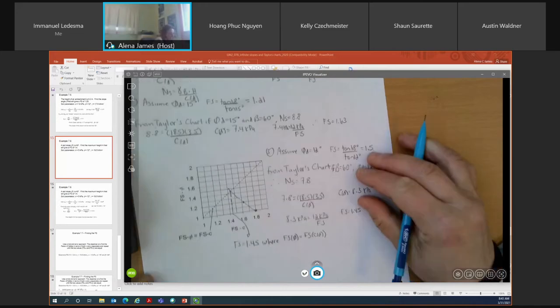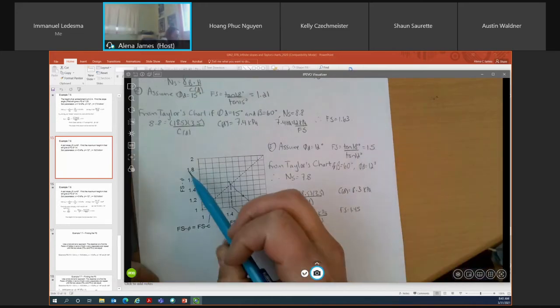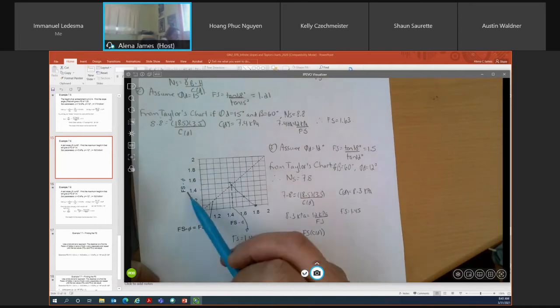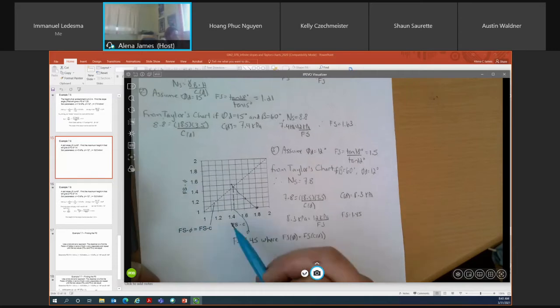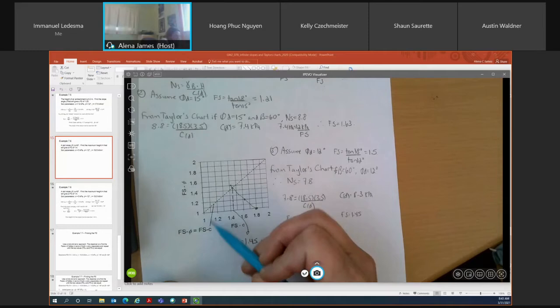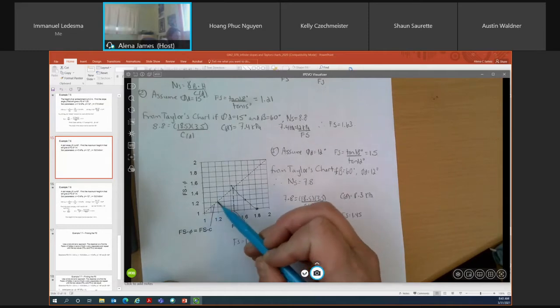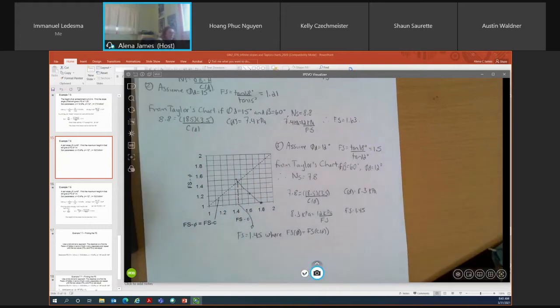So what I do is I draw a handy dandy little chart or graph here where I plot factor of safety for my friction angle on my y-axis and factor of safety for my cohesion on my x-axis. I have the same scale. It's a 1-to-1 scale, and I draw a 1-to-1 linear line.